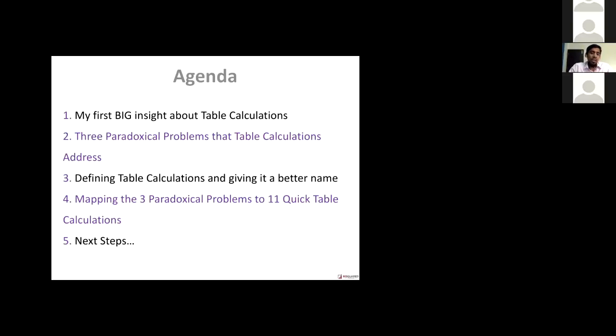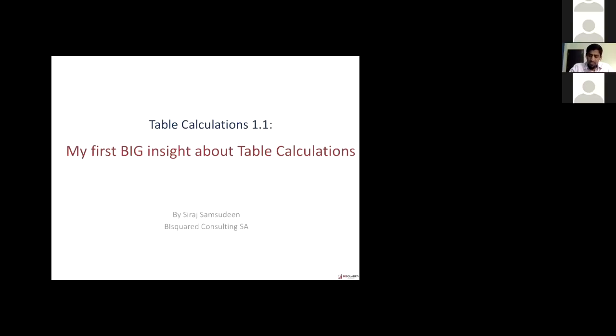And then we'll come back and map these 3 paradoxical problems to the 11 quick table calculations that we see whenever we look at this. And then I'll also point you to next steps in terms of how we take it forward in terms of learning. So here is the first big insight.